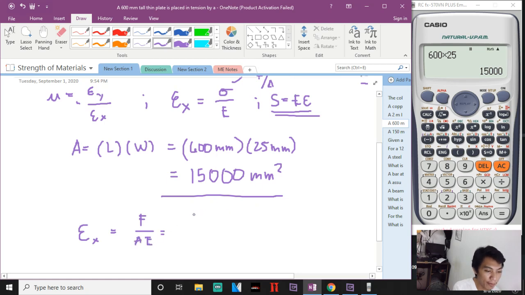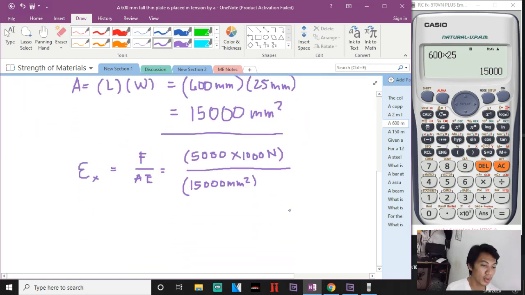Now, you have F, that is 5,000 kilonewtons. Gawin na lang natin newtons. 5,000 times 1,000 newtons. Okay? Divide by 15,000 millimeters squared. I-multiply natin ang E. Ano ba yung given na E dyan? That is 200 GPa. So that is 200,000 MPa, 200,000 newton per millimeter squared. Okay. Now, cancel natin yung same units since ang strain is non-unit.